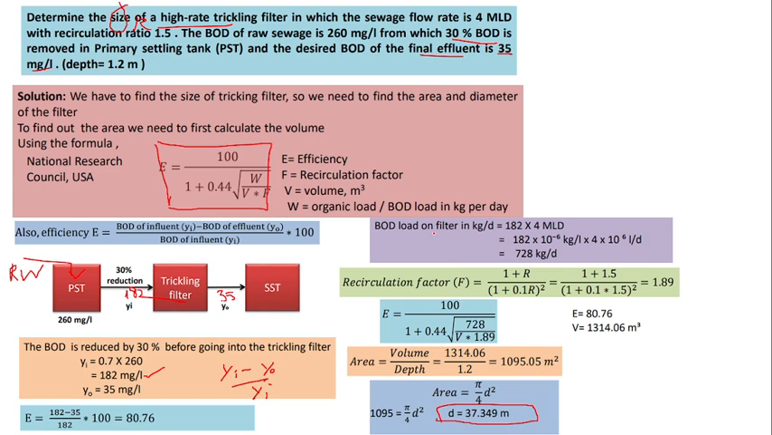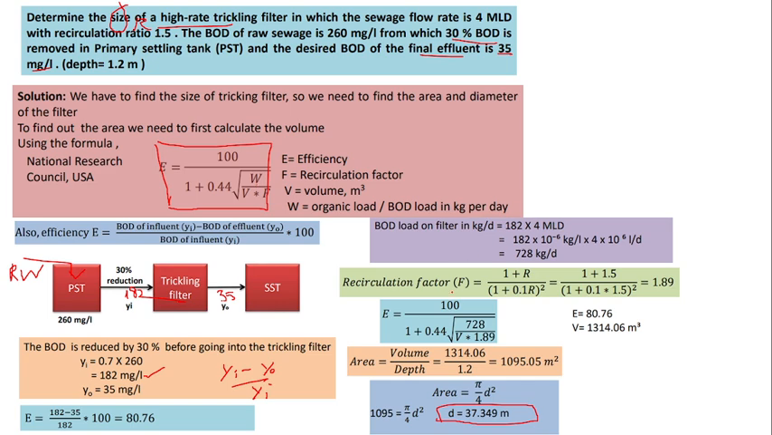the BOD load on the filter. The BOD load is 182 mg per liter incoming, but the total volume is 4 MLD, right? So we have to multiply it with 4 MLD. So now you know the incoming load as 728 kg per day. So this is the W, the organic BOD load in kg per day. So now we obtain the W value.